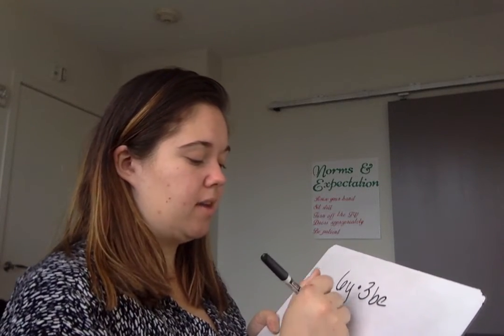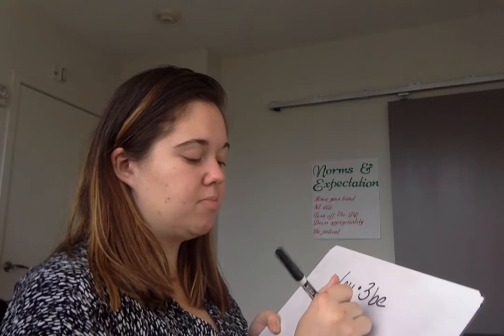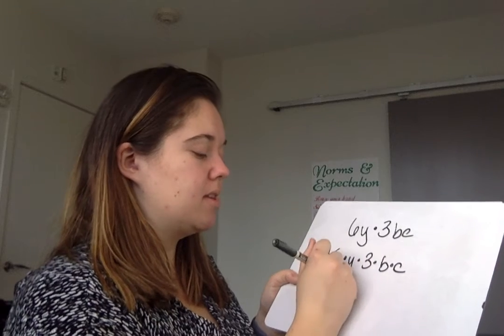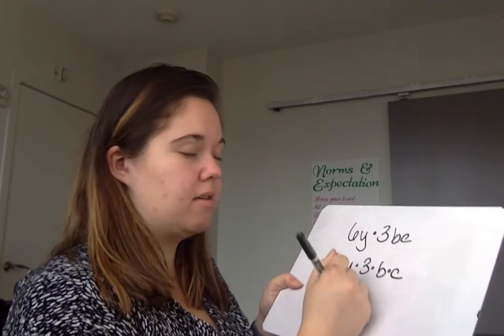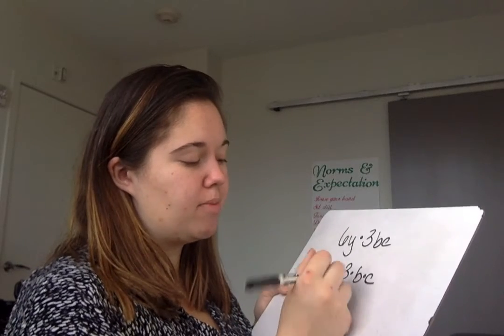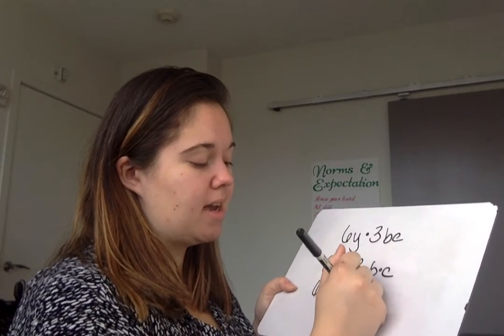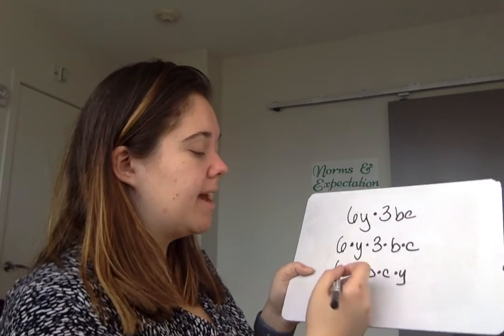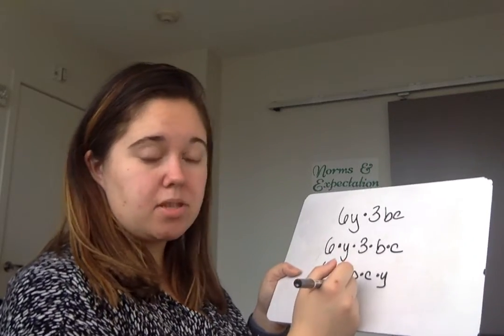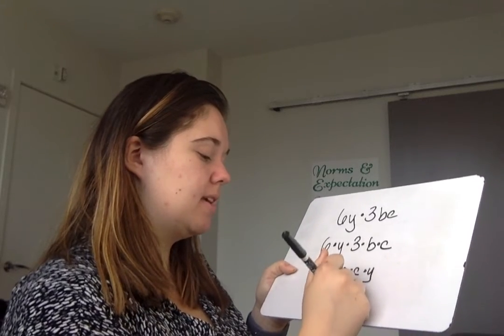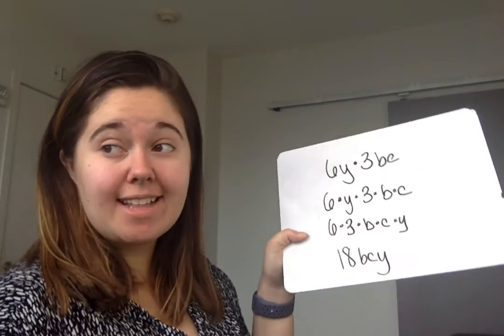6 times y times 3 times b times c. Then we'll rewrite it with the numbers next to each other. 6 times 3. And at this point, let's rewrite it with the letters in alphabetical order. So times b times c times y. And now I can say, okay, 6 times 3 is 18, b, c, y. Like that. But wait, there's more.